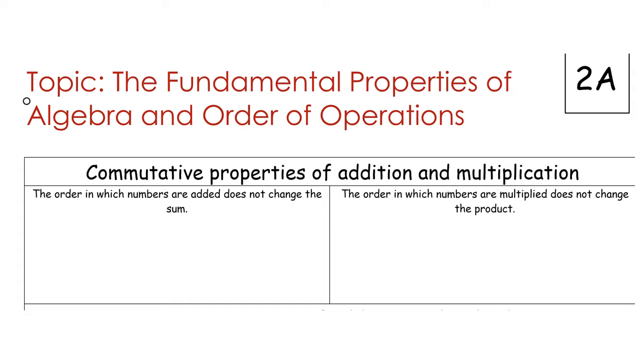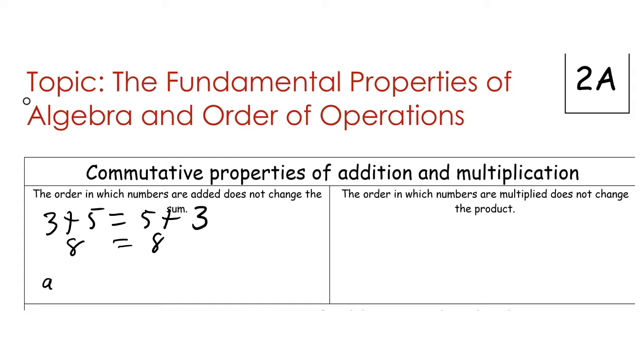The first two properties are probably the most important ones. The commutative property, which means that we can change the order of the numbers and the sum or the product remains the same. For example, 3 plus 5 is equal to 5 plus 3. We have 8 on both sides.